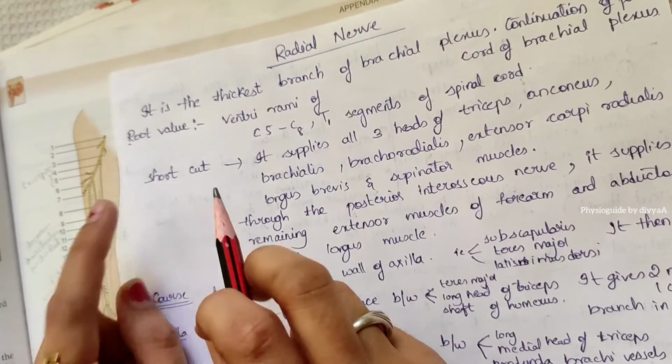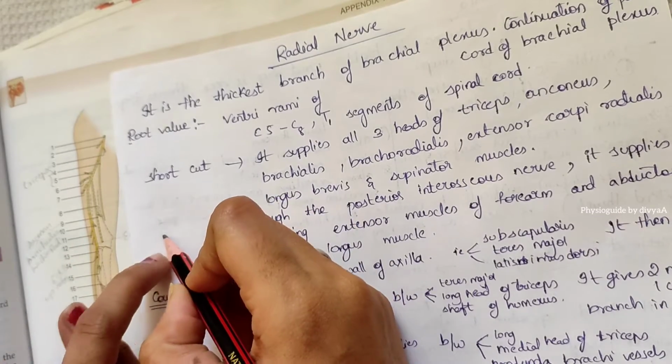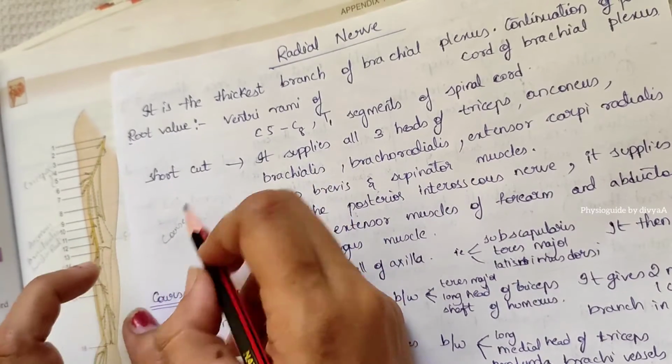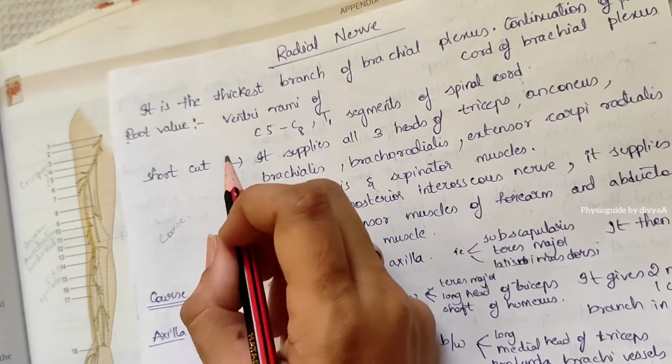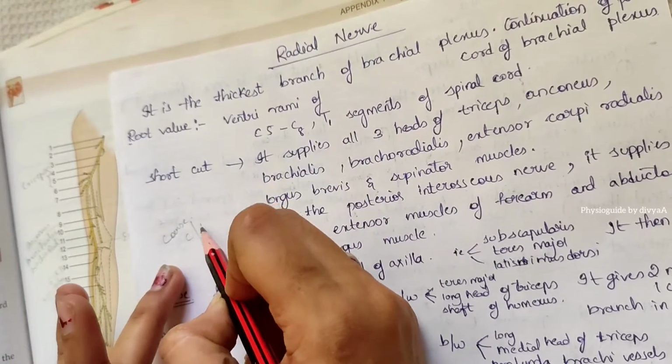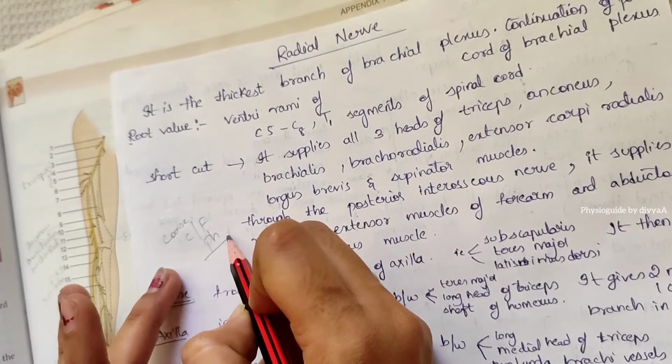In the previous video I explained clearly the course of the radial nerve. Now in this video I'll explain clearly about clinical features and physiotherapy management also.